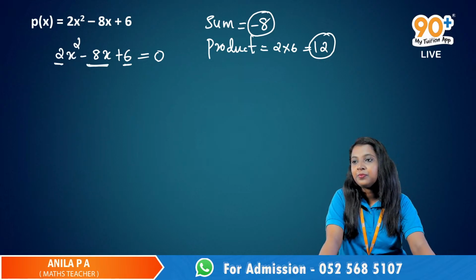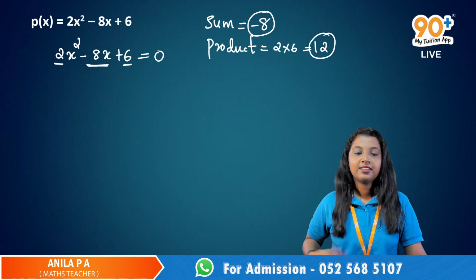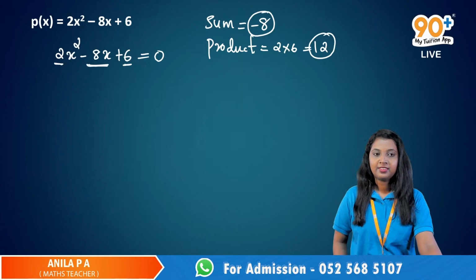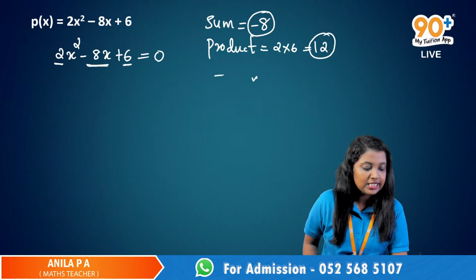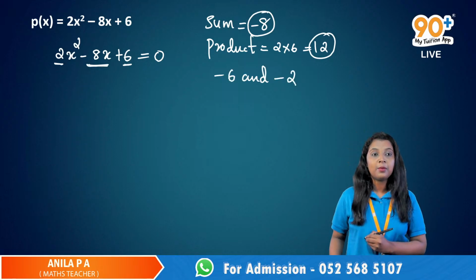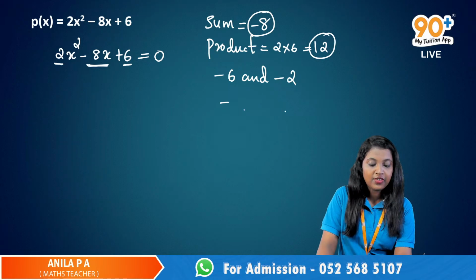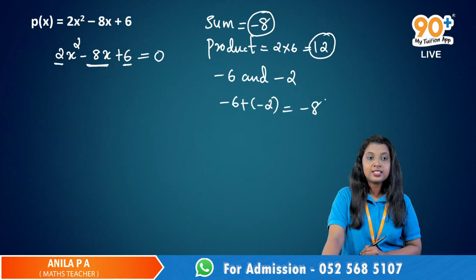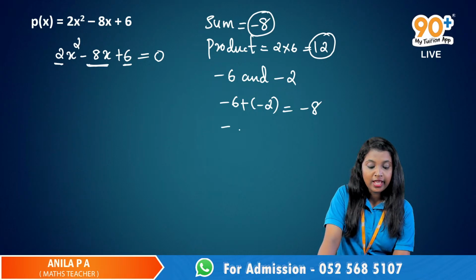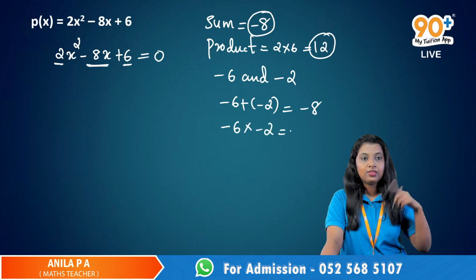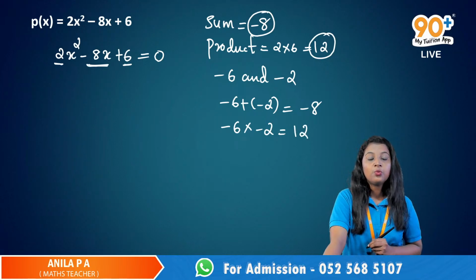Yes, minus 6 and minus 2. Very good. Negative 6 and negative 2. Minus 6 and minus 2 are those two numbers. See, negative 6 plus negative 2 is equal to negative 8. The sum of these two numbers is equal to negative 8. What about the product? Negative 6 into negative 2, and negative into negative will be positive. So negative 6 into negative 2 will be equal to positive 12.